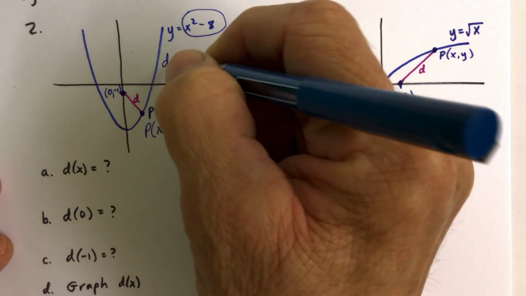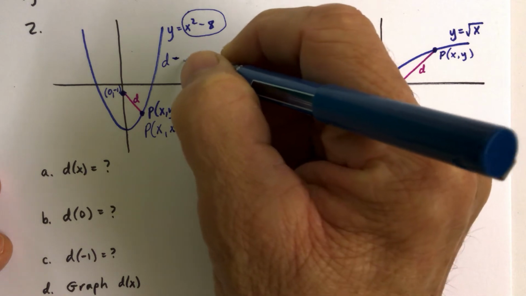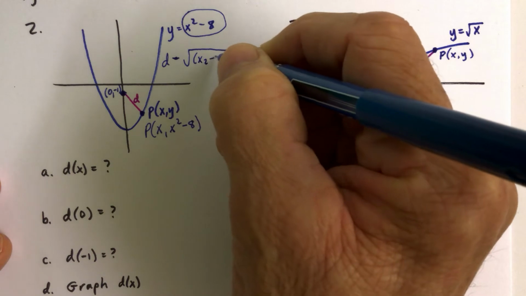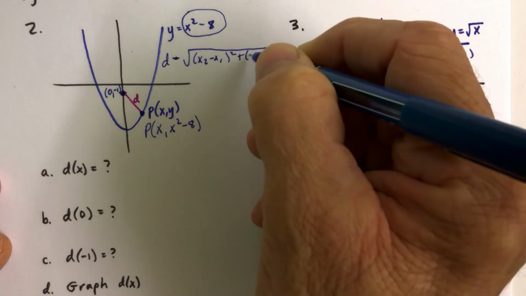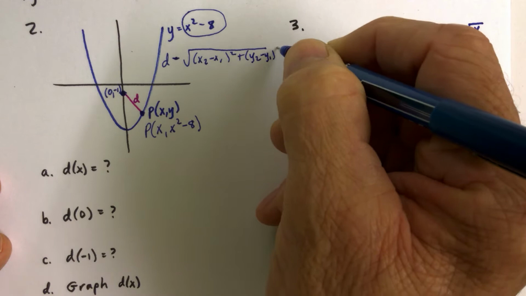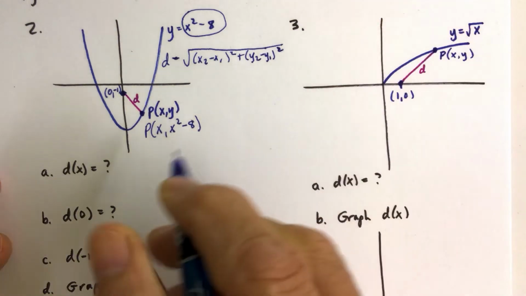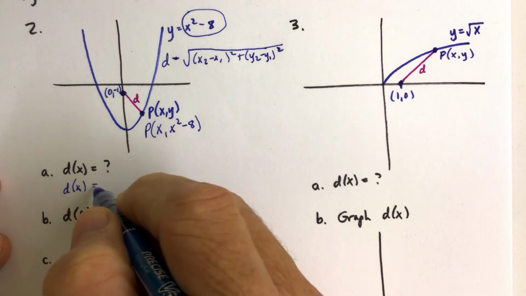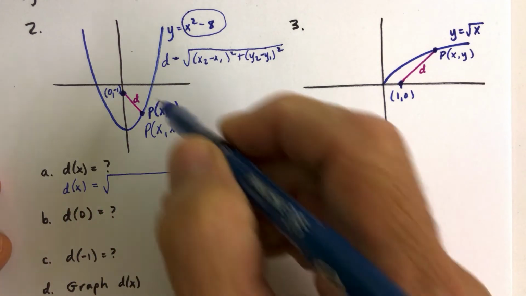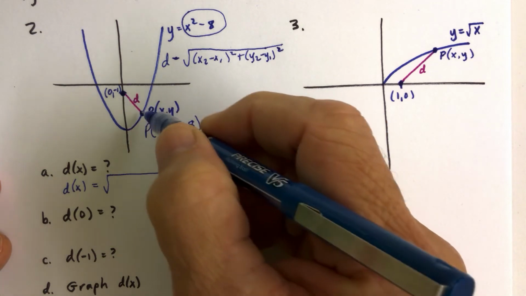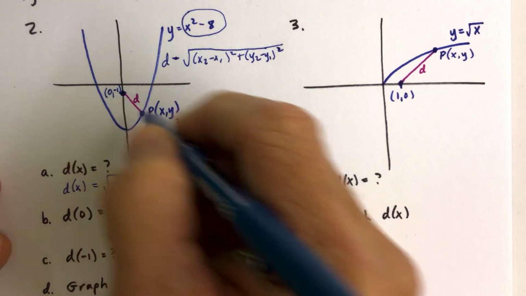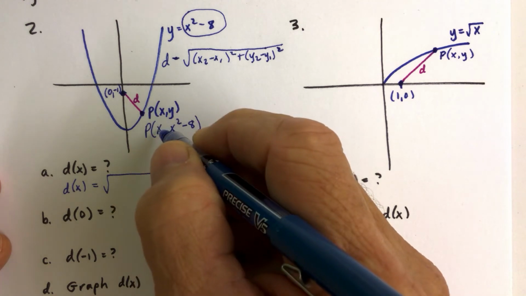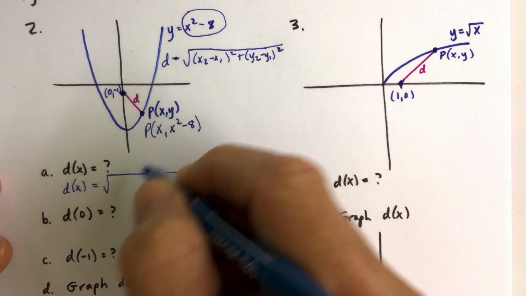We want to remember that the distance between any 2 points is equal to the square root of the difference in the x coordinates squared plus the difference in the y coordinates squared. So we've talked about that a lot. And so therefore, the distance in terms of x is equal to the square root of the difference in the x coordinates. Let's go ahead and start with this point here. So x2, let's say, would be x.